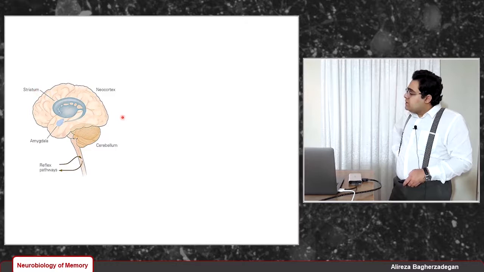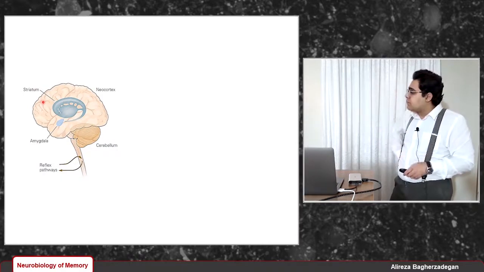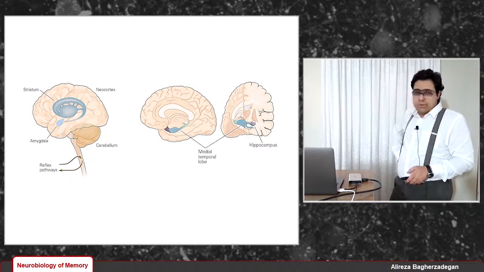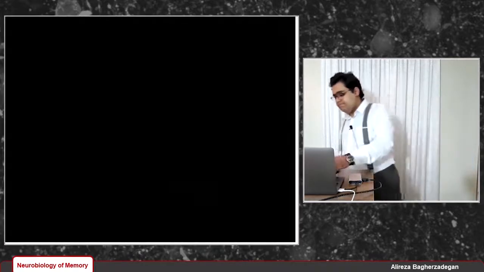Here you see those anatomical structures important for storing implicit memory, for example the neocortex, the striatum, the amygdala, the cerebellum, and reflex pathways for sensitization and habituation. And in the picture on the right, you can see the medial temporal lobe, and the hippocampus, two of the most important structures for explicit memory. The hippocampus also plays a very important role in explicit memory. Okay, that was it.